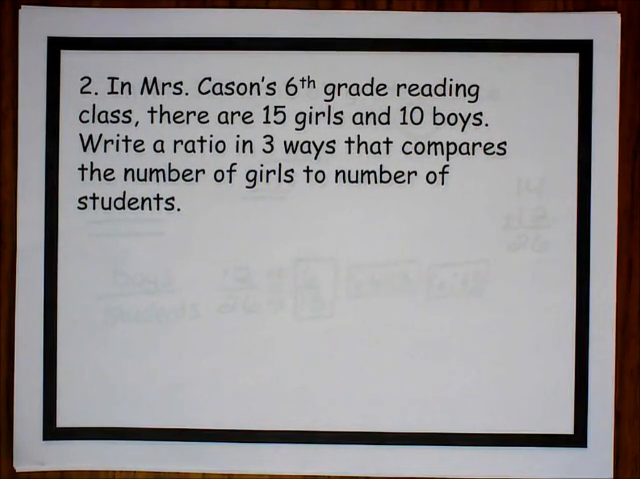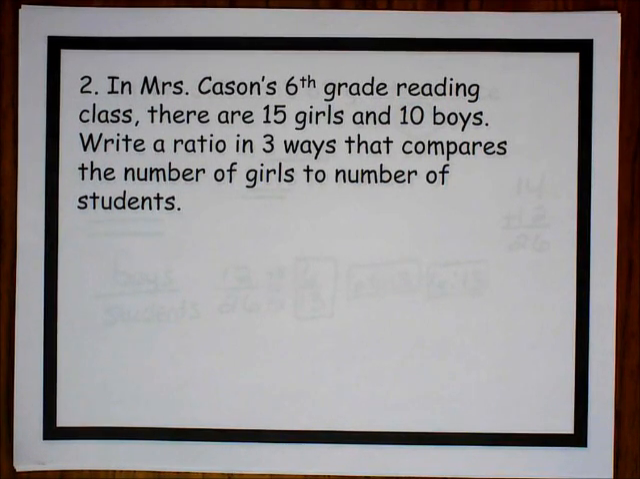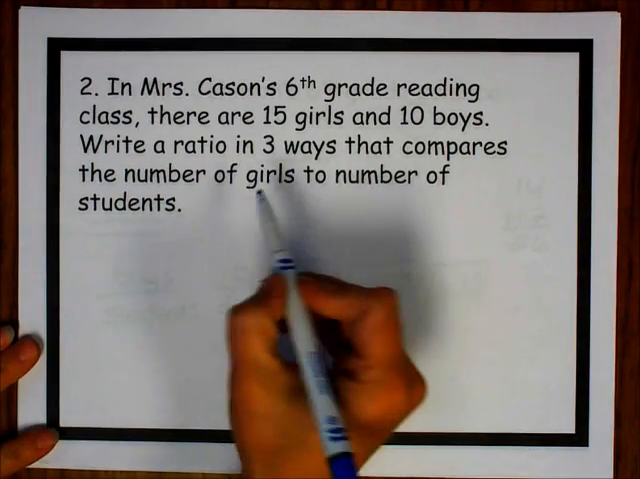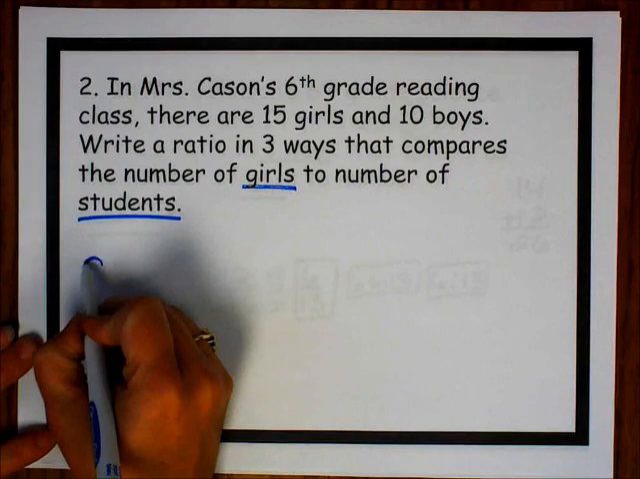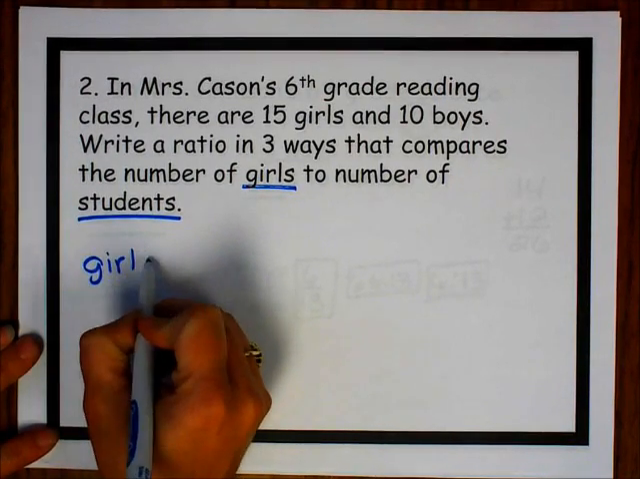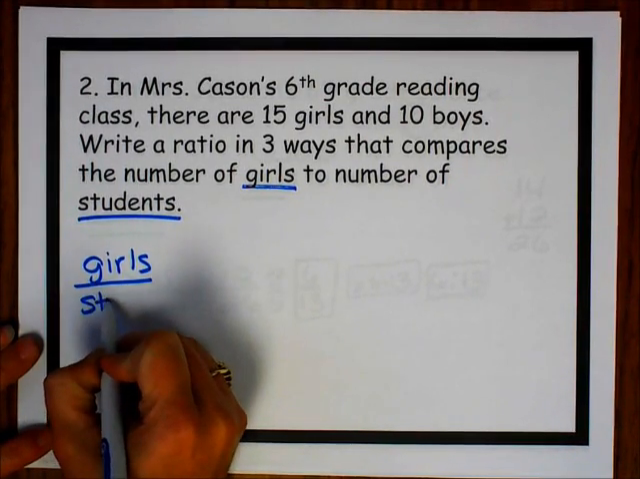Number 2 says, in Mrs. Kayson's 6th grade reading class, there are 15 girls and 10 boys. Write a ratio in 3 ways that compares the number of girls to the number of students. So I'm comparing girls to students. So make sure that you labeled girls to students.